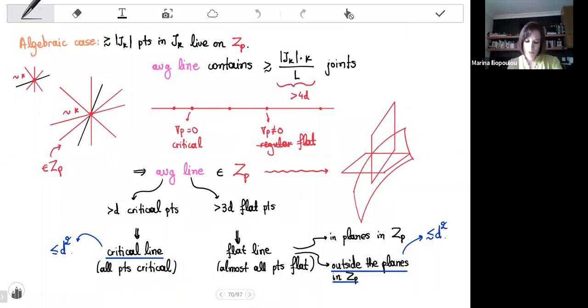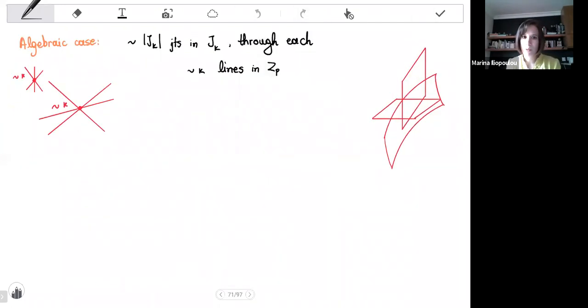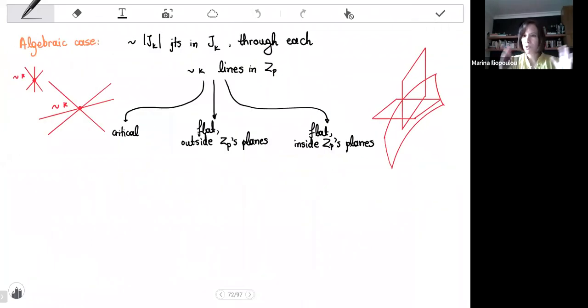Okay, so to sum up what we just said, I do a new picture. We have a lot of joints in the zero set. Through each, we have a lot of lines in the zero set. So everything is red. We can pretend everything is red in this picture. And each of these k lines is in one of three possible categories.